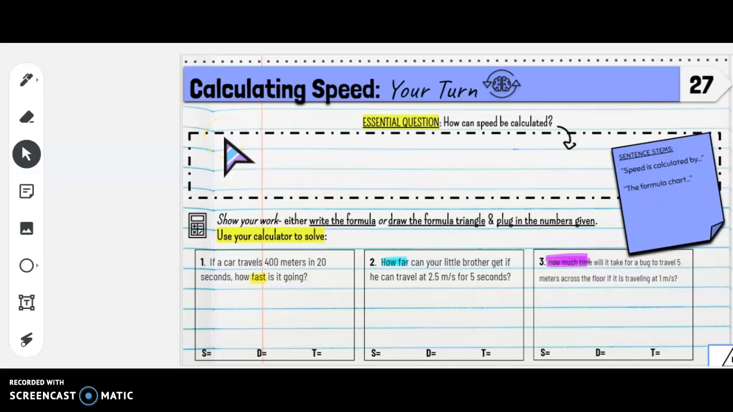For today's guided practice, we will apply our notes and calculate speed. Let's remember our essential question says, how can speed be calculated? You can come back at the end to answer this and use the sentence stems to help. Right now I'm going to work on the problems here at the bottom.